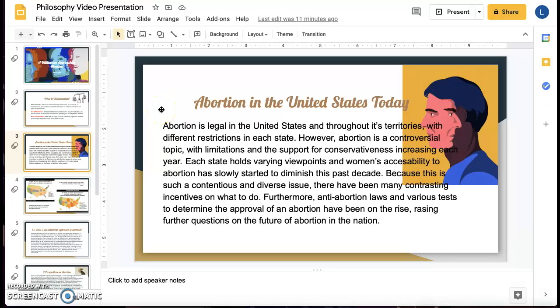Abortion in the United States today. Abortion is legal in the United States and throughout its territories with different restrictions in each state. However, abortion is a controversial topic with limitations and the support for more traditional views increasing each year. Each state holds varying viewpoints, and women's accessibility to abortion has slowly started to diminish this past decade. Because this is such a continuous and diverse issue, there have been many contrasting incentives on what to do. Furthermore, anti-abortion laws and various tests to determine the approval of an abortion have been on the rise, raising further questions on the future of abortion in the nation.